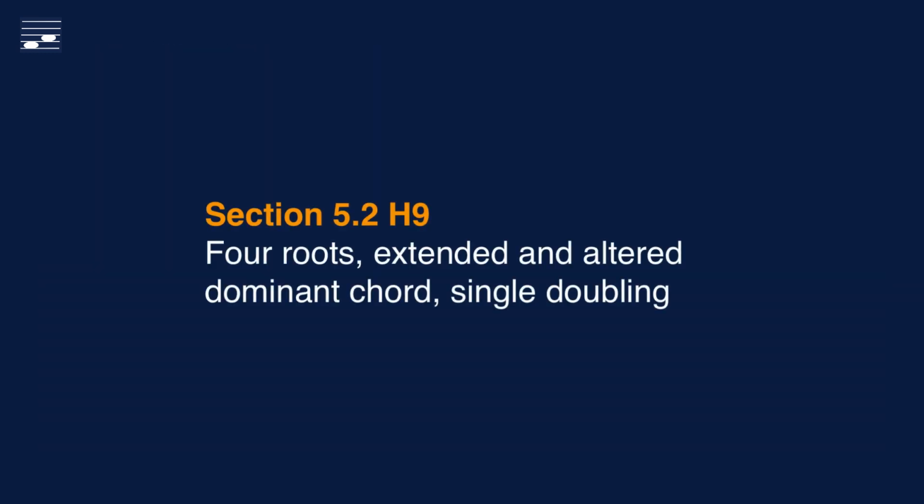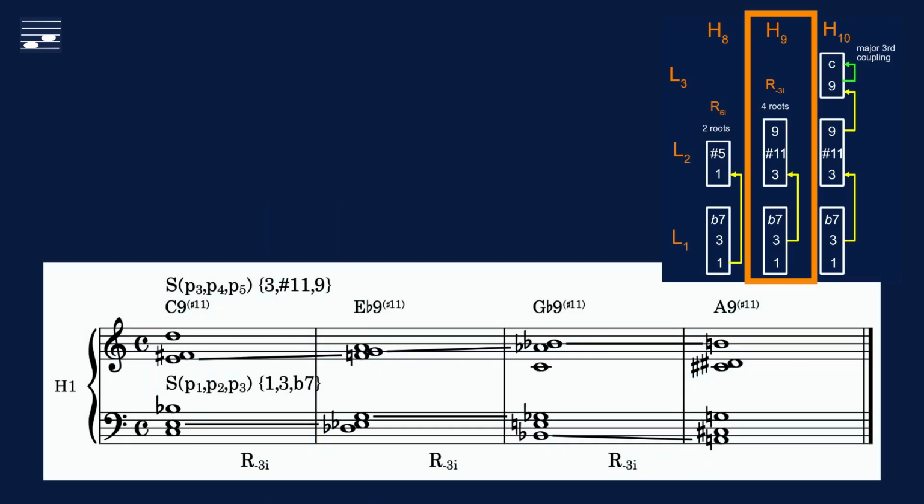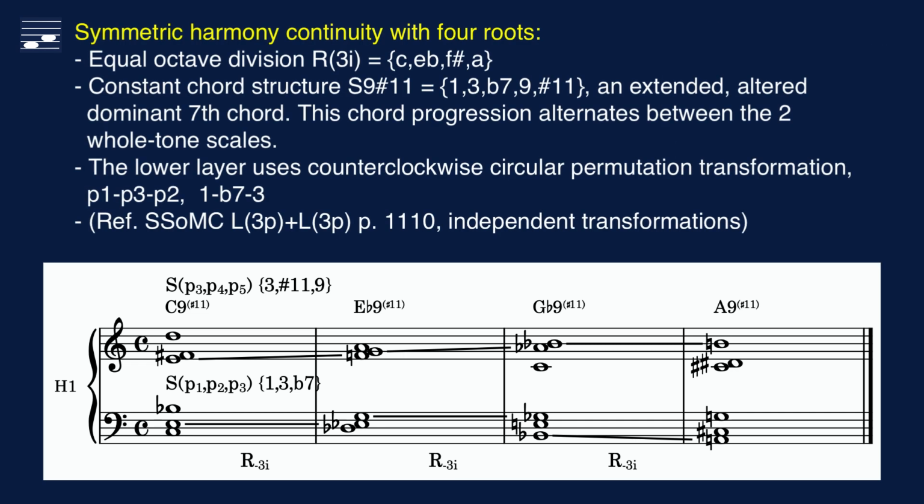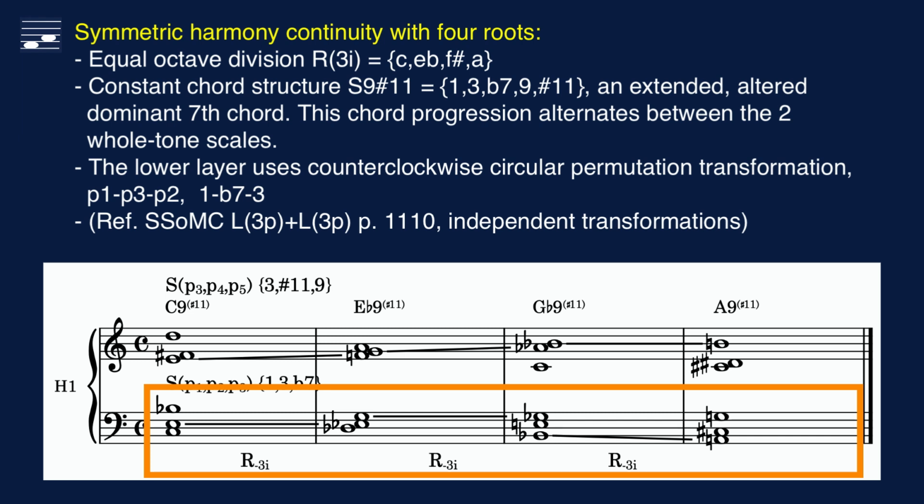Next, you'll see an example of a single doubling in the 4-root symmetric system. This consists of 2 3-part layers with considerably increased independent transformation potential. The 4 roots lie a minor third apart. The lower layer has the same 3 chordal functions as the previous example, but this time the transformation is different, namely a counterclockwise transformation.